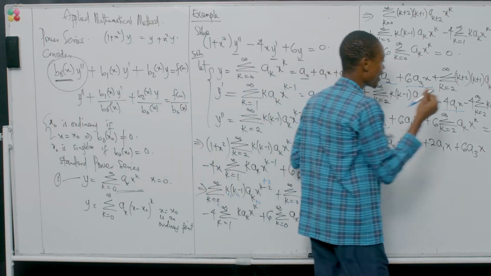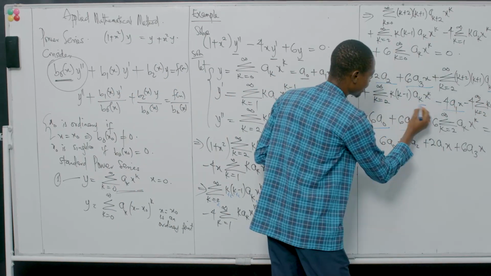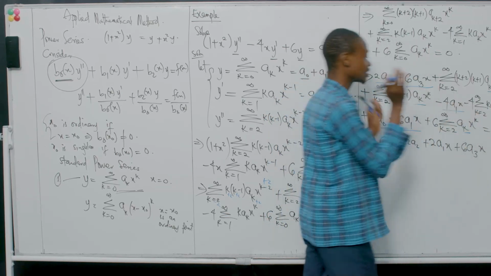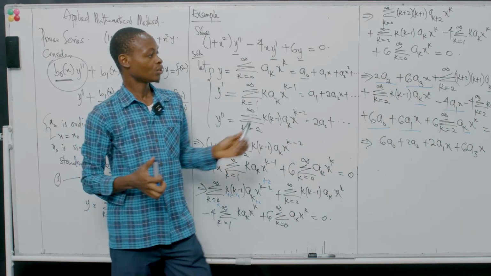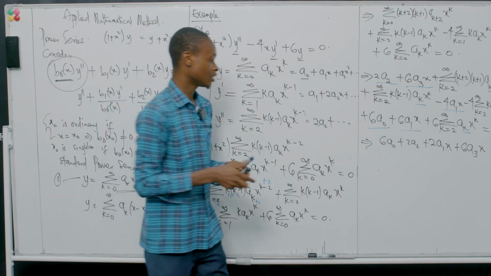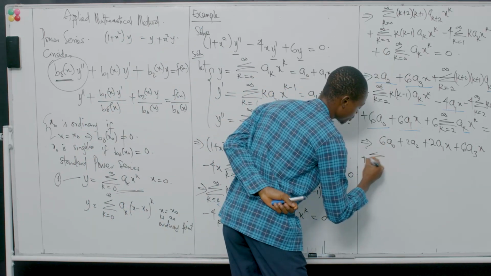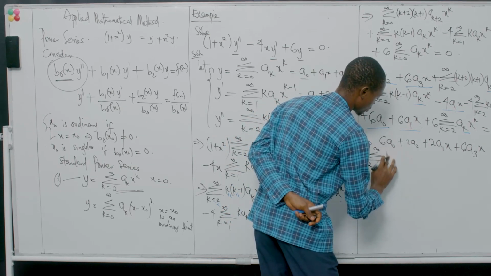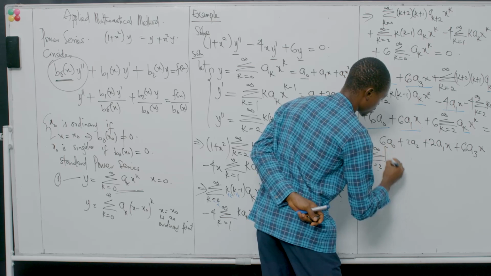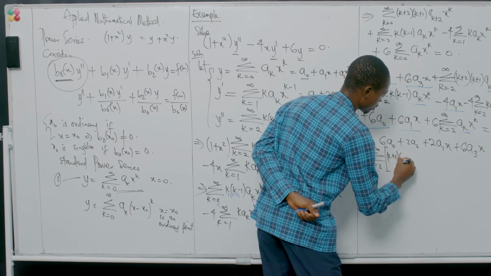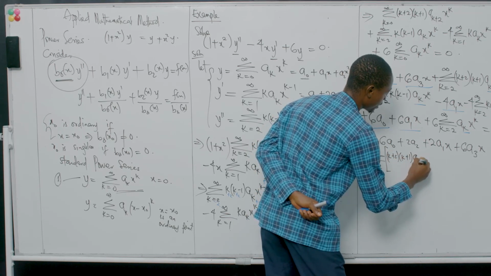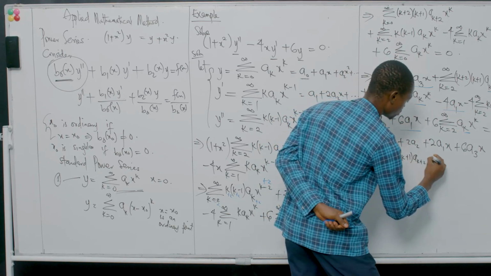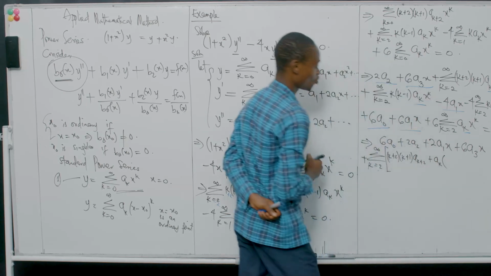This one is a_(k+2). This one is a_k. This one is a_k. This one is a_k. Which means the 1, 2, 3 can be combined together, and that one will stand alone. So I will now have a big summation, k starting from 2 to infinity, of (k+2)(k+1) a_(k+2), then all the a_k's, I'll just simply put plus a_k and then I'll multiply.